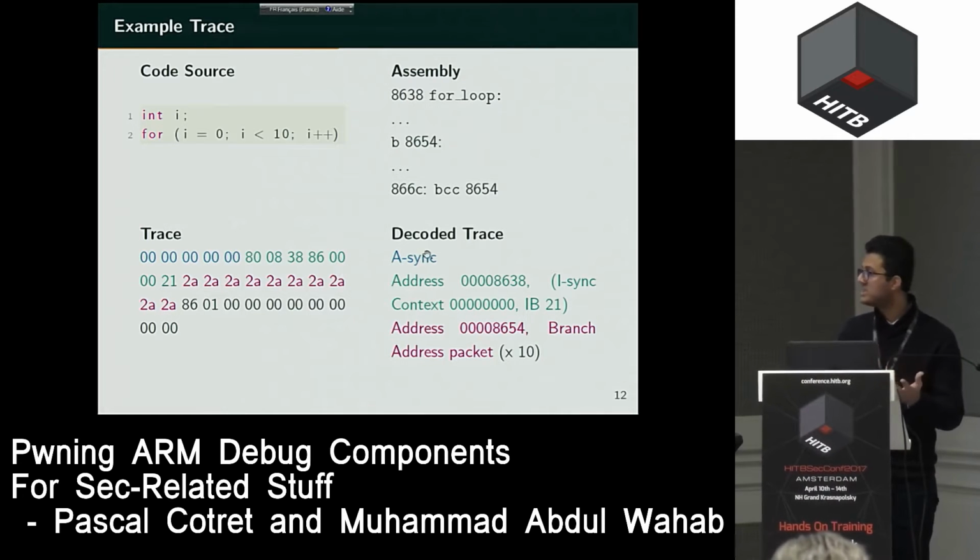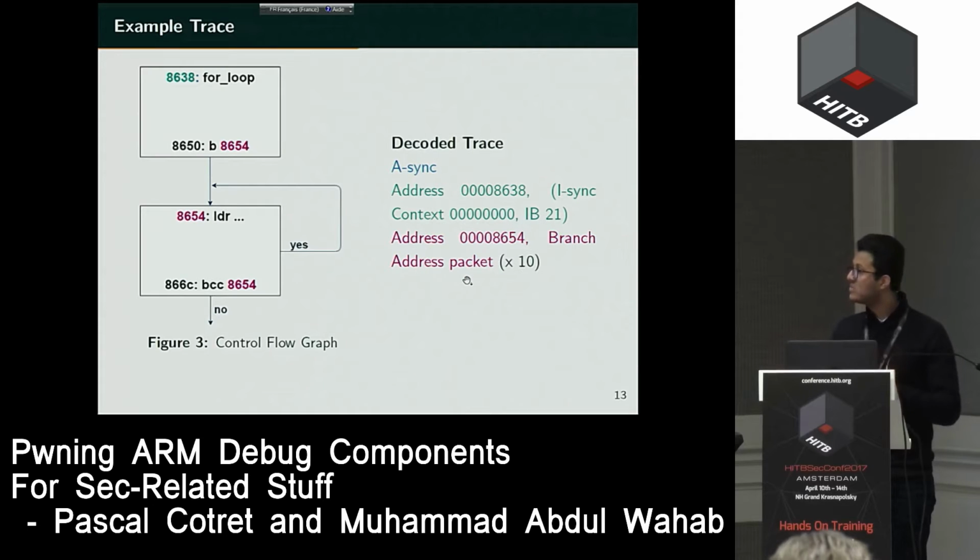The trace always starts with the synchronization packet over here, which is 5 zeros or more, and then we have an isync packet, a synchronization packet, which shows the starting address of the trace, the address where we started tracing. So 8638 in our case. And then we have the branch addresses. We have 8654. These are the branch addresses we are getting in our trace.